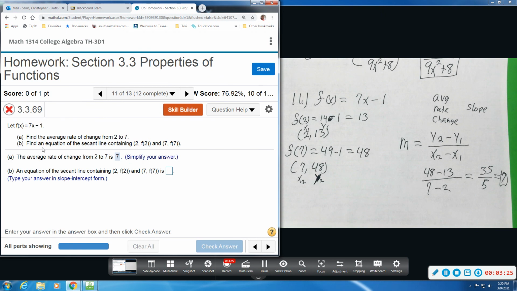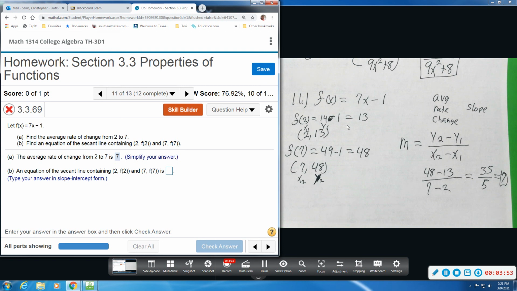Now we want to know the equation containing these 2 points. So this is x is 2 and f of 2, which we've already computed, was 13. Since this is a linear equation, and the same thing here, x is 7. When you plug in 7, you get 48. So these are the two ordered pairs they're referring to. Since this is a linear equation, these same 2 points already came from the equation.